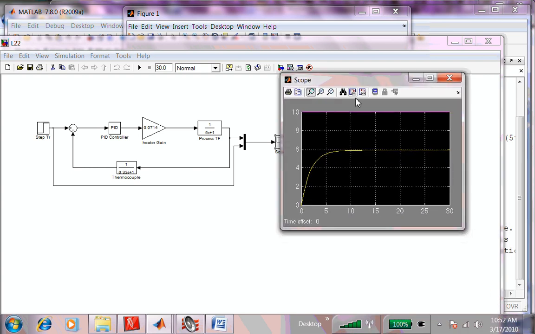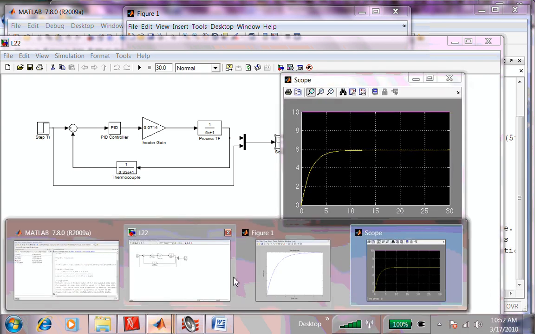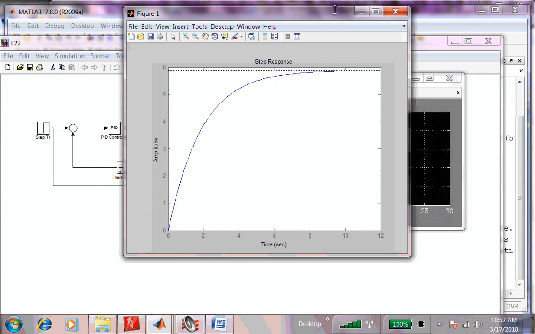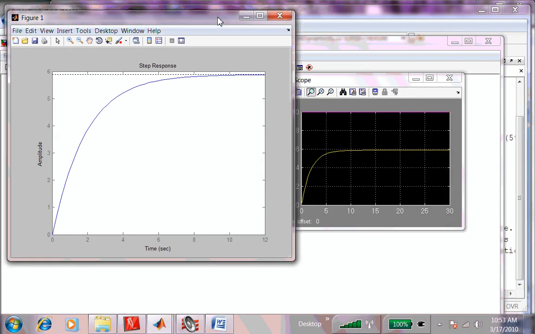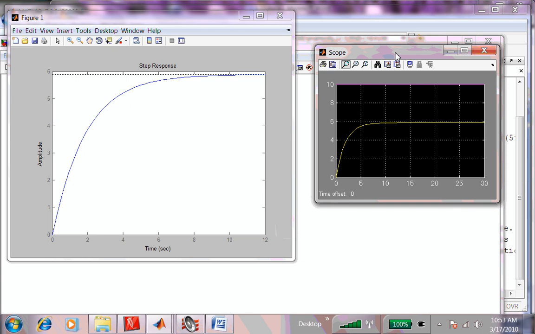And compare this one with the one that we did by what I call my hand, in a sense. So in both cases, it goes to a steady state of around 6. And it takes about 10 minutes. Here, on the right side, I plotted up to 30 minutes. On the left hand side, I plotted up to 12 minutes. But they are exactly the same response.